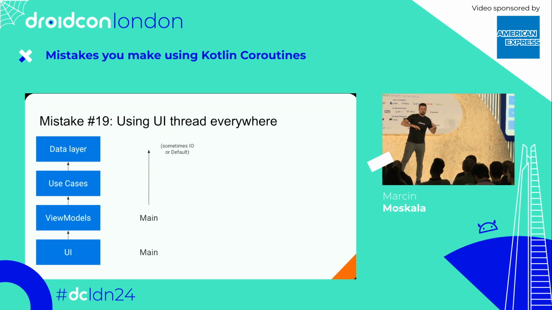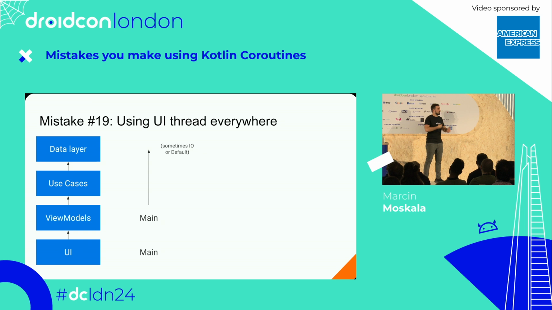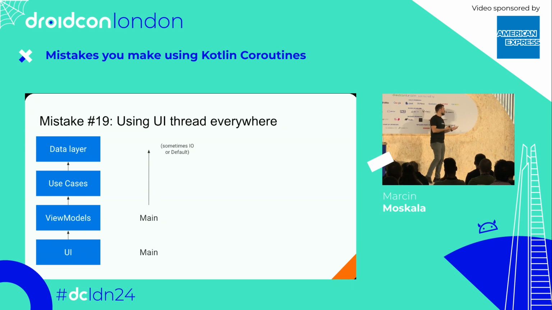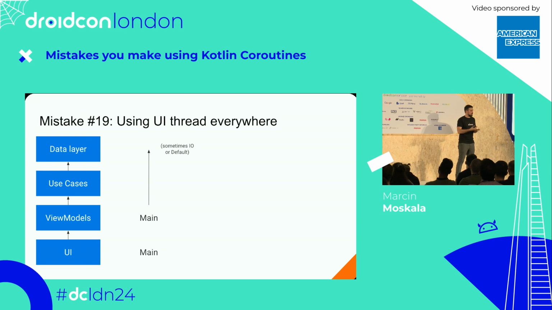And then we don't change this dispatcher unless we have to. So we use Main on the use cases, on the data layer. Of course, if we need to block, then we wrap it with I/O. If you need to do something CPU intensive, you wrap it with Default. But outside of that, mostly we don't change the dispatcher. And if it's a small and simple application, that's probably perfectly fine. You are using one thread, but you are never blocking it, so it's okay.